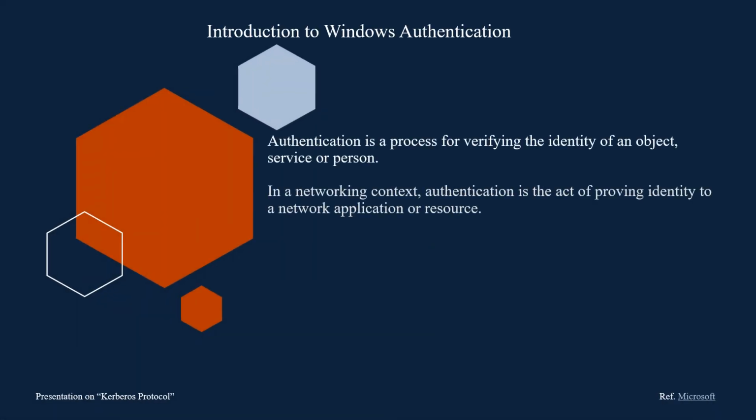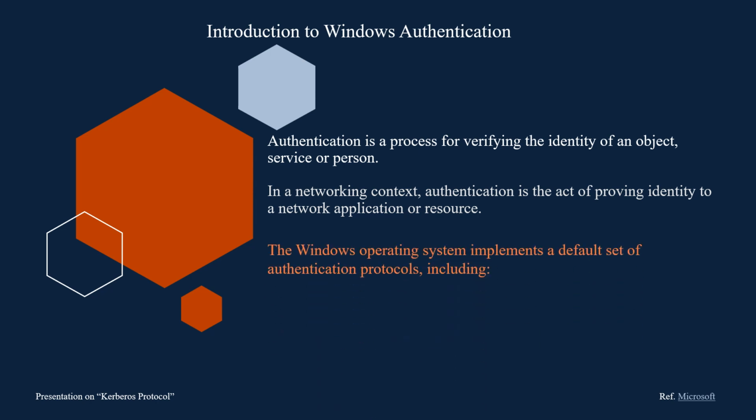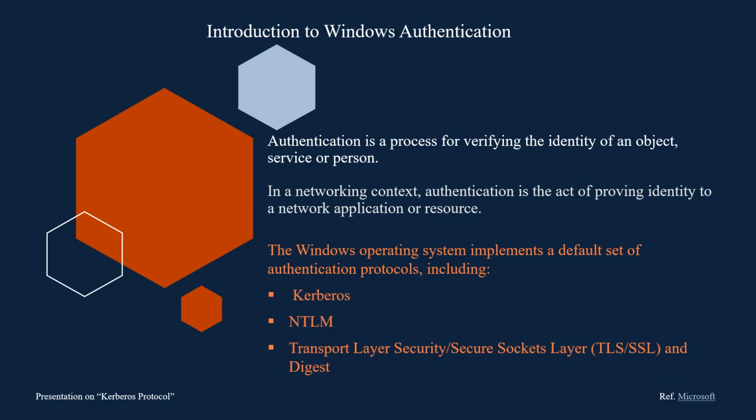Let's talk about authentication. Authentication is the process for verifying the identity of an object, service, or person. In a networking context, it's the act of proving identity to a network application or resource. For example, you want to access the D2L, you provide your user ID and password, which is authentication. Windows operating system uses different protocols such as Kerberos, NTLM, transport layer security, secure socket layer, and message digest protocol for authentication purpose.